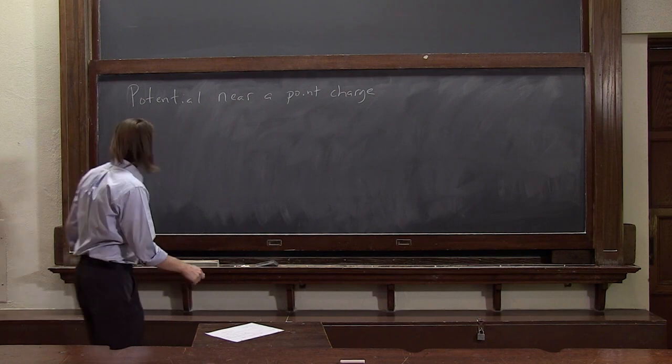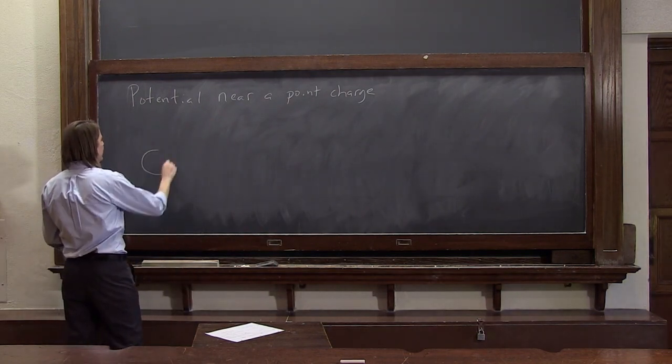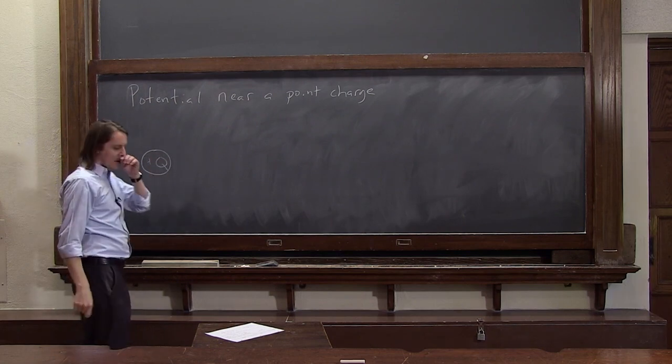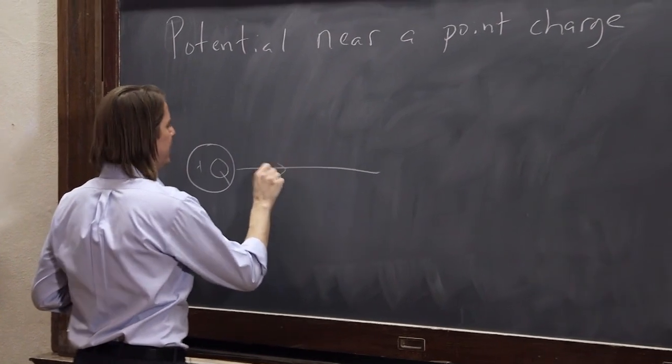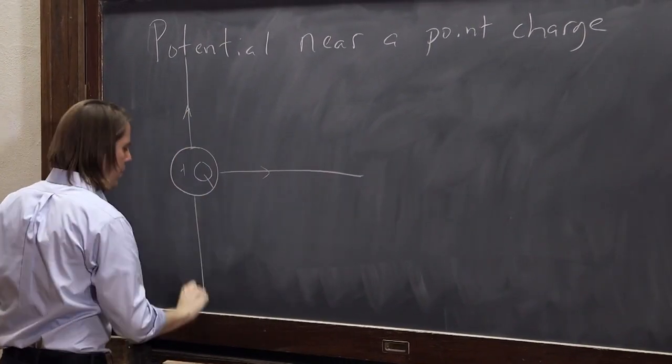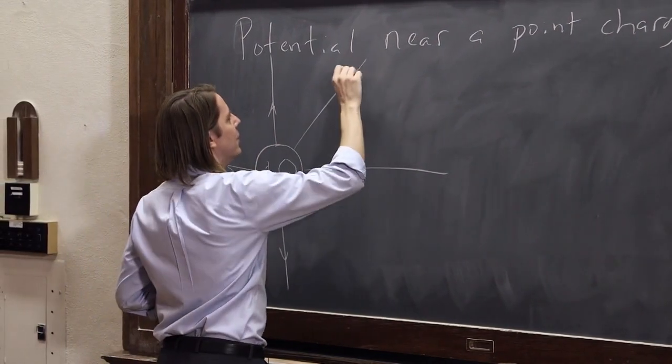Okay? So we're going to start with a point charge, or we might say a sphere of charge. We can call it a sphere of charge plus Q, and have field lines coming out like this. Like that, and more field lines I like to draw like that.